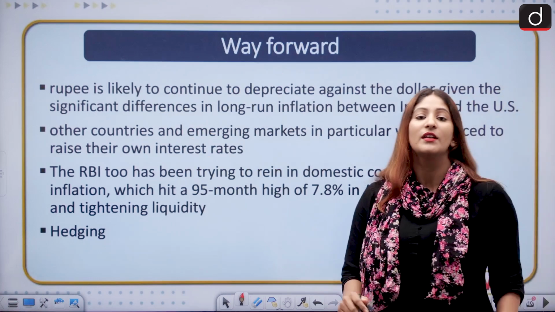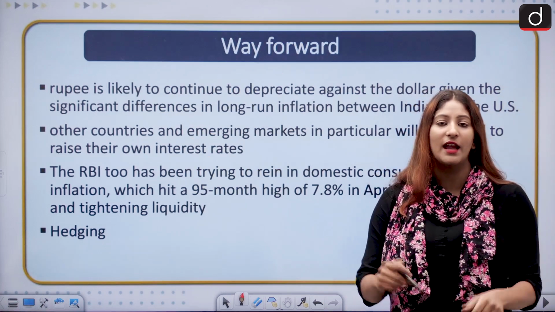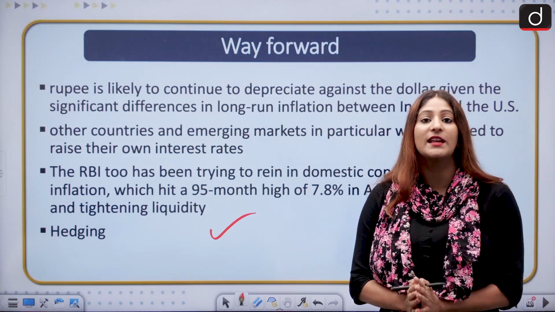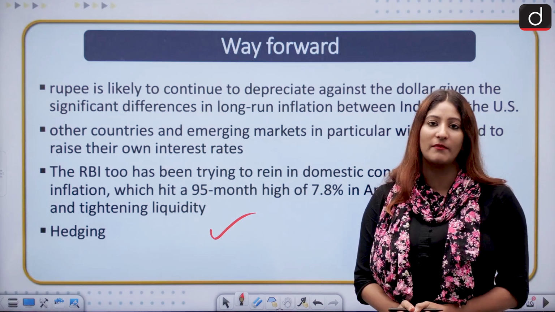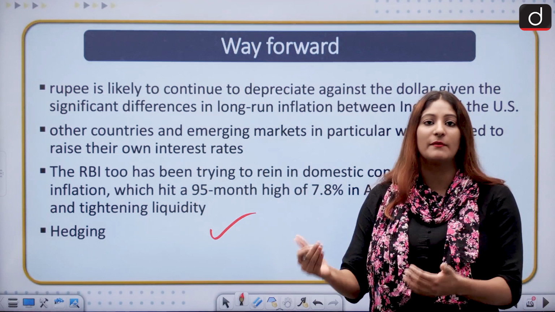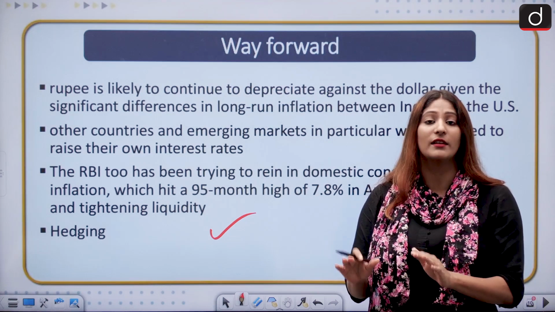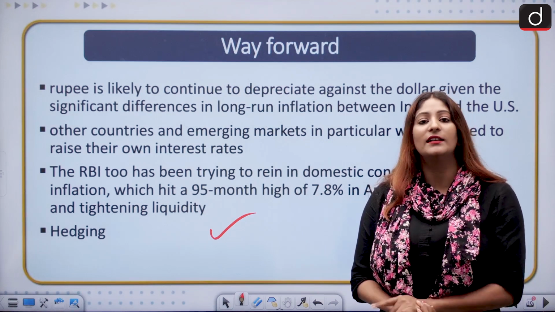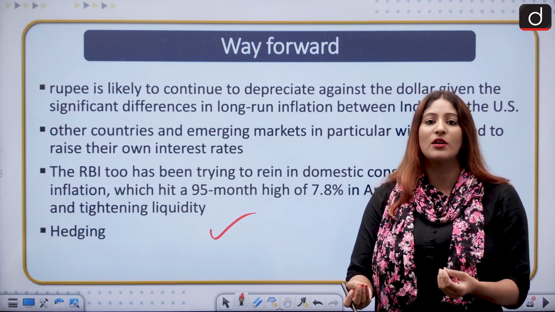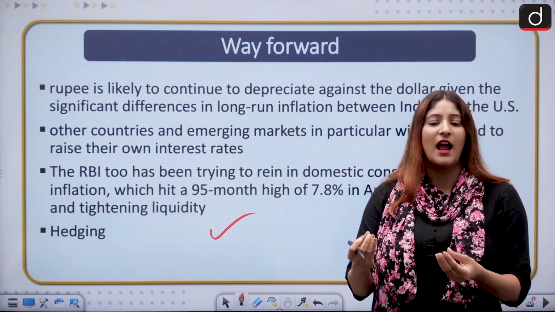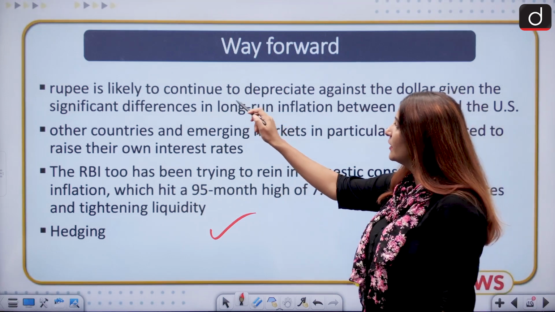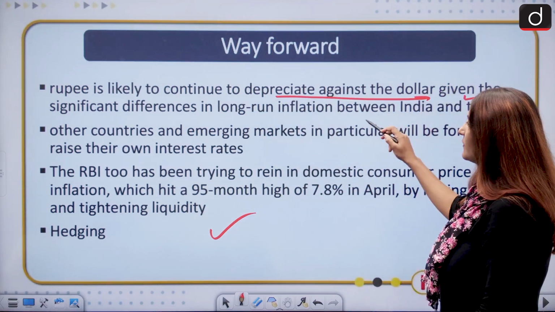Now, what is the way forward? The first way forward is that hedging has to be done by investors. That means we have to invest in such a manner that we provide a high premium to safeguard our returns, but that reduces the potential of profit, because we are paying a higher premium and not taking any risk. And the rupee is likely to continue to depreciate against the dollar given the significant differences in long-run inflation.